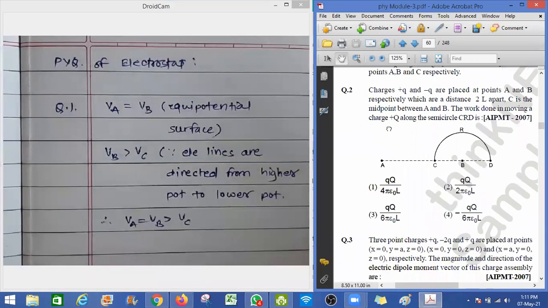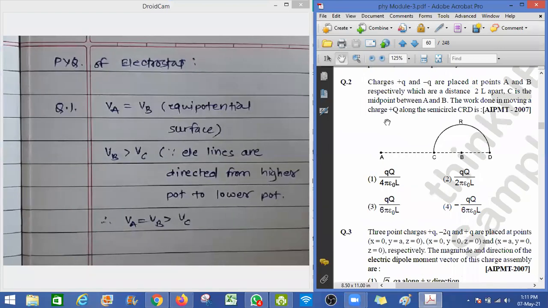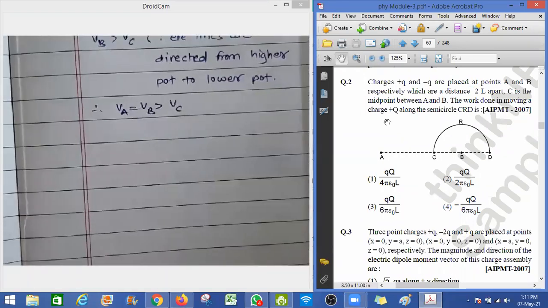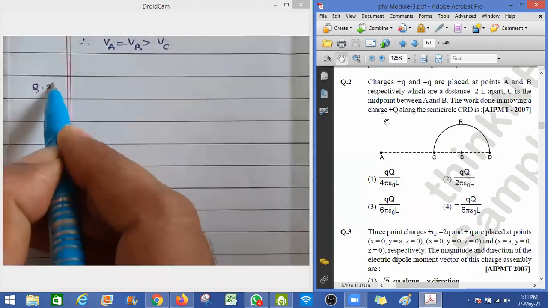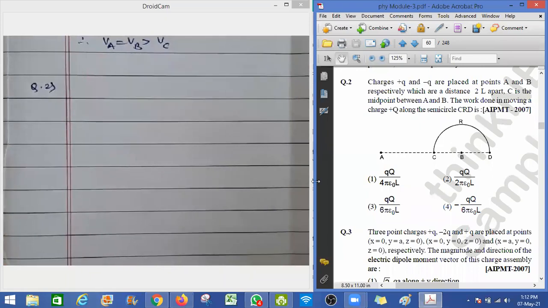Fine. So let us deal with the next question, that is question number 2. Let us see what is given in question number 2. You can follow the cursor now. Question number 2: charges plus Q and minus Q are placed at points A and B respectively, which are at a distance of 2L apart. At point A there is a plus Q charge, at point B there is a minus Q charge. Total distance between A and B is 2L.